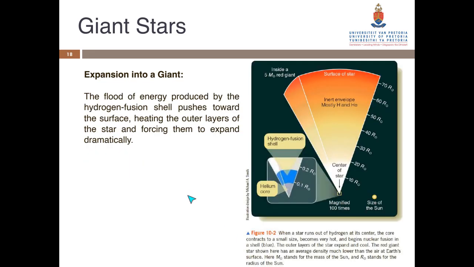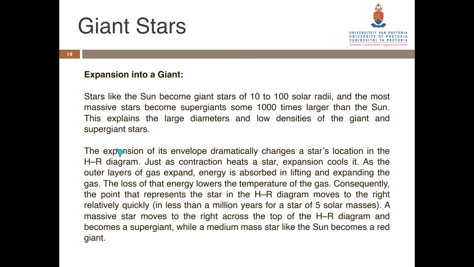So here we can see the flood of energy produced by the fusion shell pushes towards the surface, heating the outer layers of the star and forcing them to expand dramatically. Stars like the Sun become giant stars of about 10 to 100 solar radii, and the most massive stars become supergiants some 1,000 times larger than the Sun. And this explains the large diameters and low densities of the giant and supergiant stars.